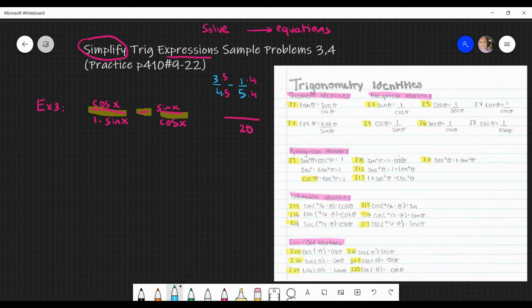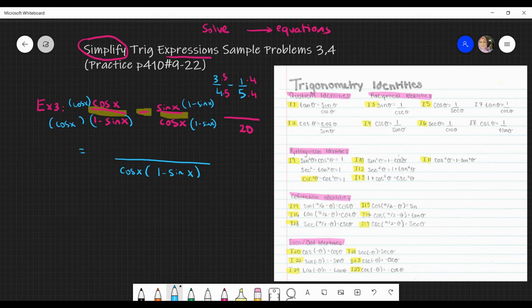Similarly, when I look at this, I would say cosine x, I have to multiply it by the first denominator, which is 1 minus sine. And the 1 minus sine, I have to multiply it by the second denominator, which is cosine. That way, I can get a common denominator, which is cosine x, parentheses, 1 minus sine. Extra parentheses never hurt. And whatever I do on the bottom, I must do on top. So I'm going to do the same exact thing.